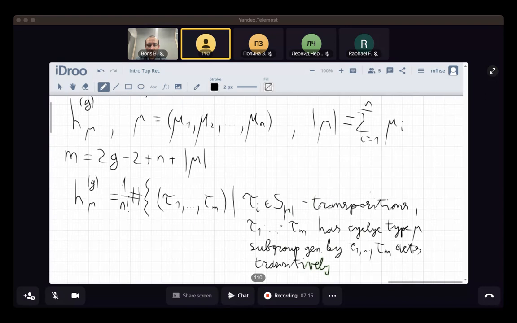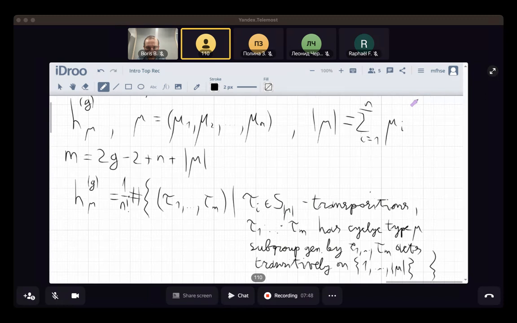All right, so this is one way to define the Hurwitz number. Again, what we're used to: taking the number of all possible ordered collections of m transpositions such that the product has cyclic type mu, and as a whole they act transitively on our numbers from 1 to d.